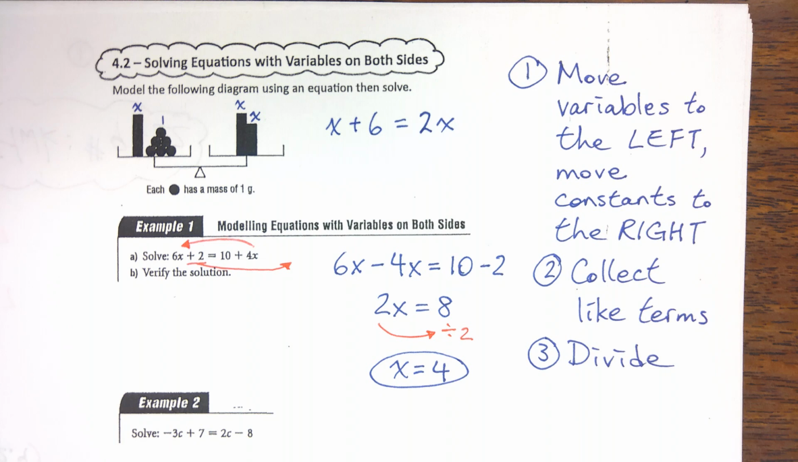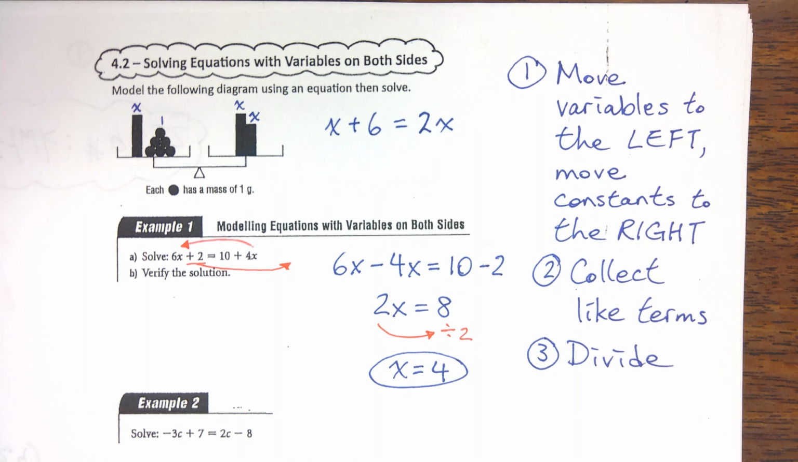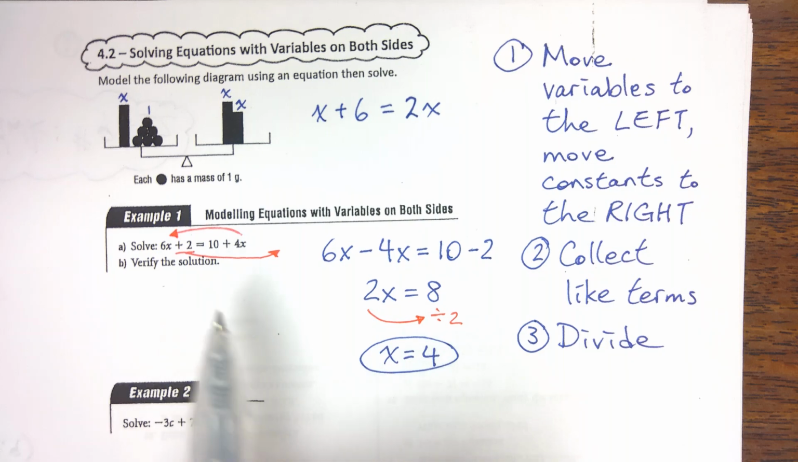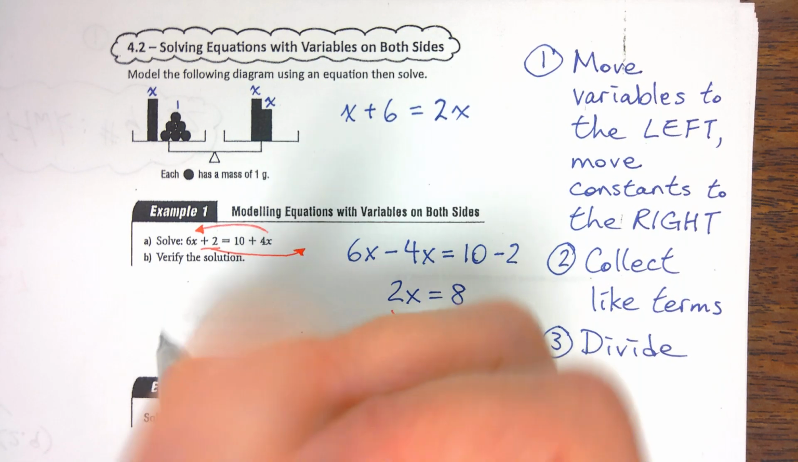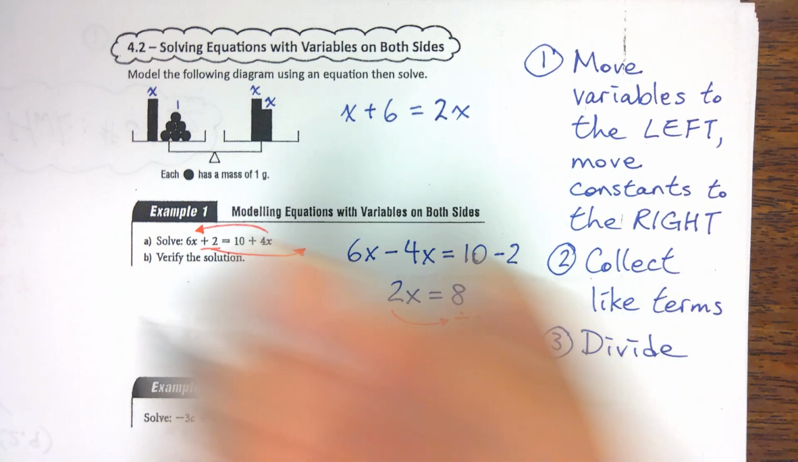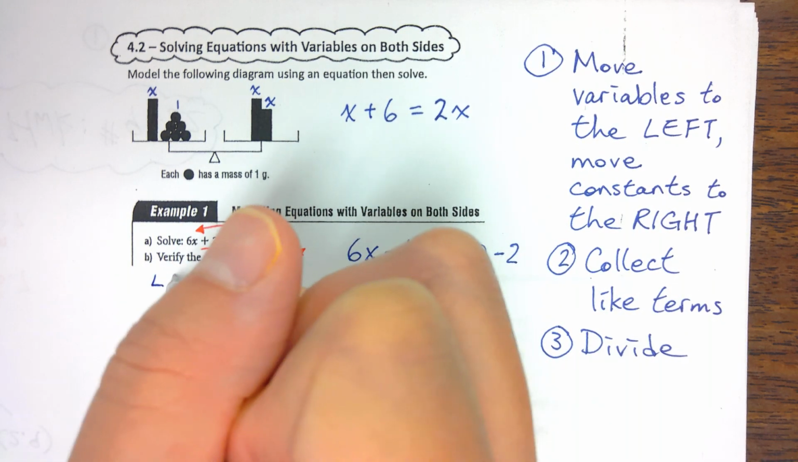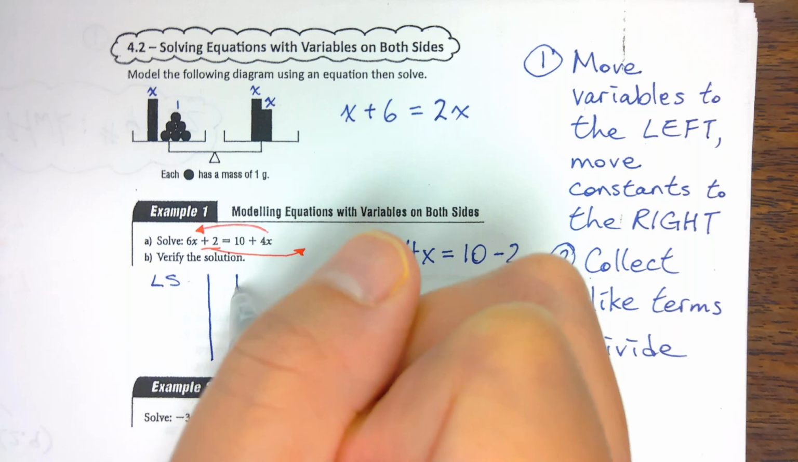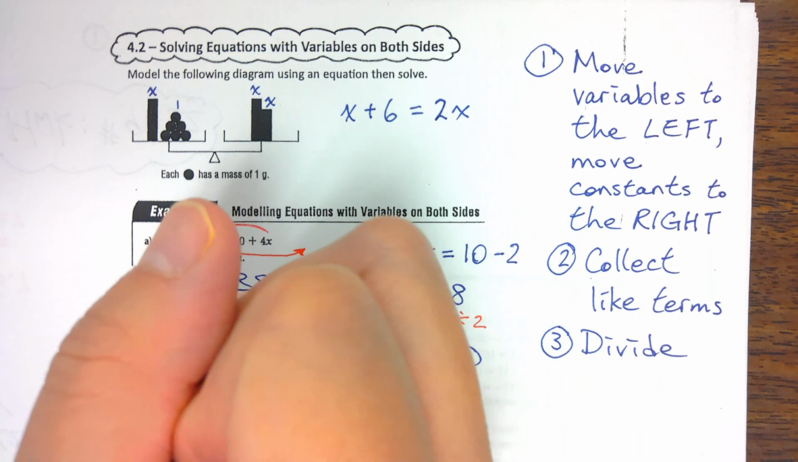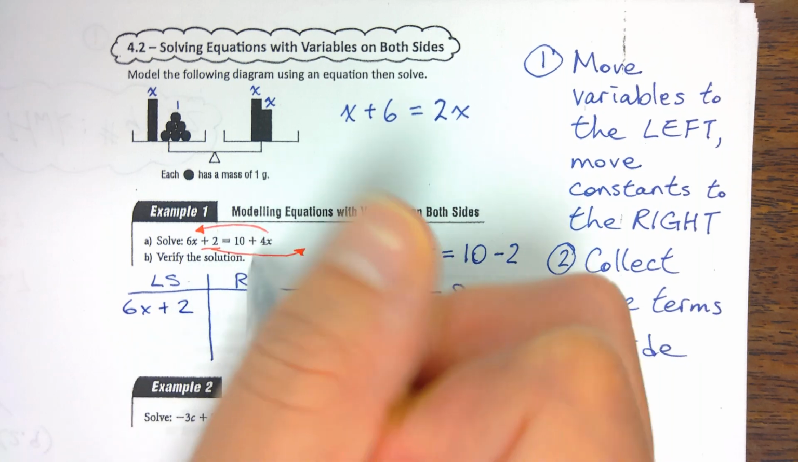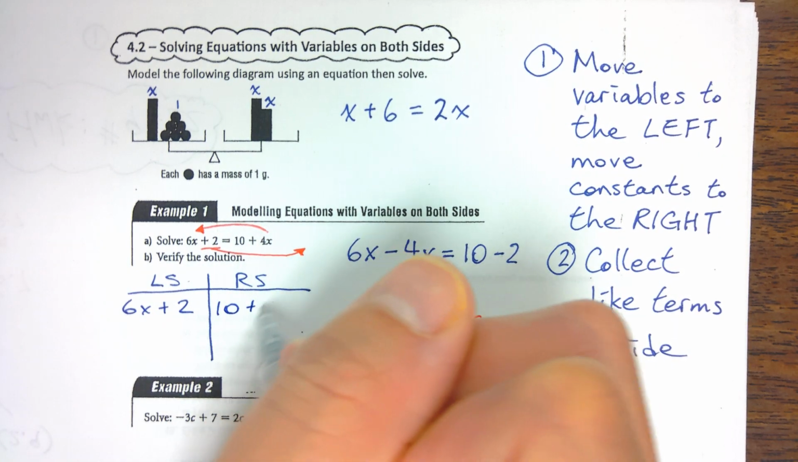Okay, so part B, verify your answer. How do we check again? Plug it in. To where? X equals 4, so plug in 4 for the x's that are there. Right. So my original equation, left side, right side: 6x plus 2, and this side was 10 plus 4x.